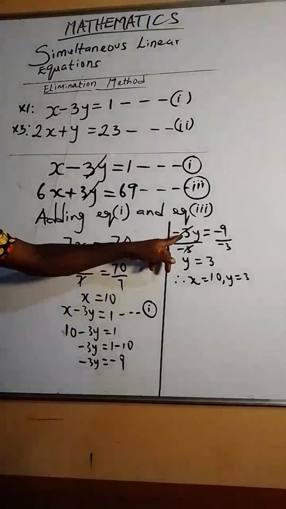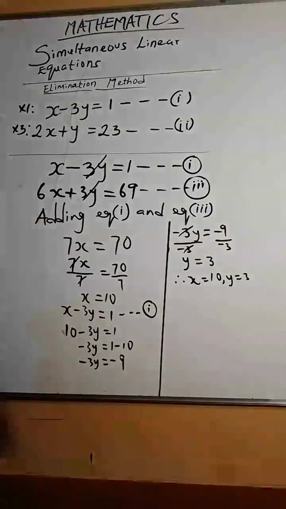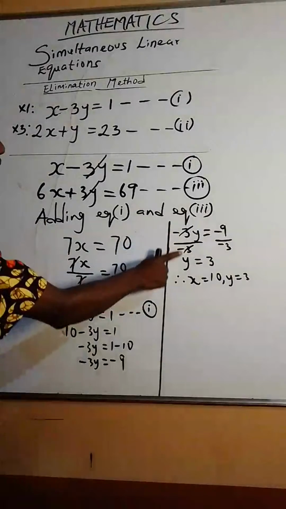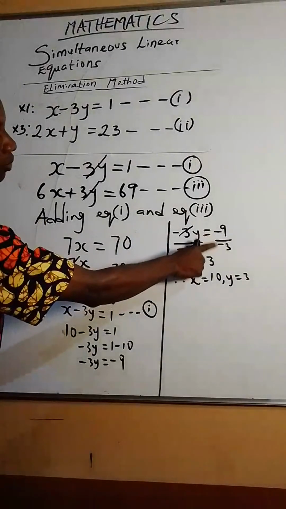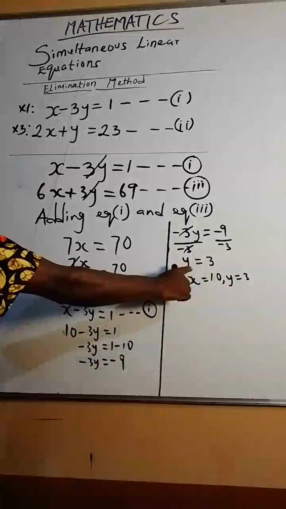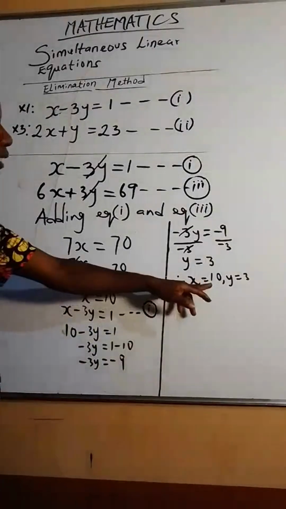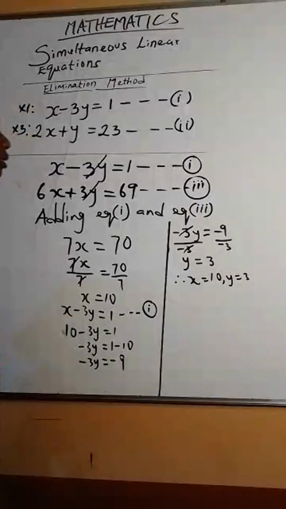That's what we have done here. Minus 3y divided by minus 3 equals minus 9 divided by minus 3. So minus 3 cancels minus 3 here. Then minus cancels minus, and 9 divided by 3 is 3. So this is the value for y. Therefore, the solution is x equals 10 and y equals 3. These are the solutions for this simultaneous equation.